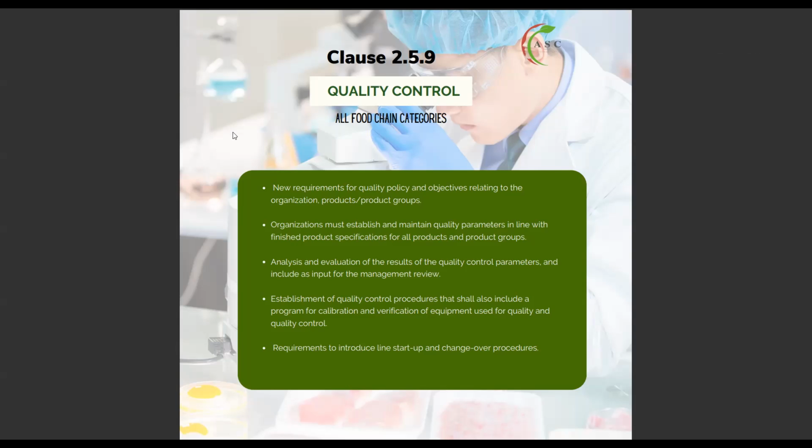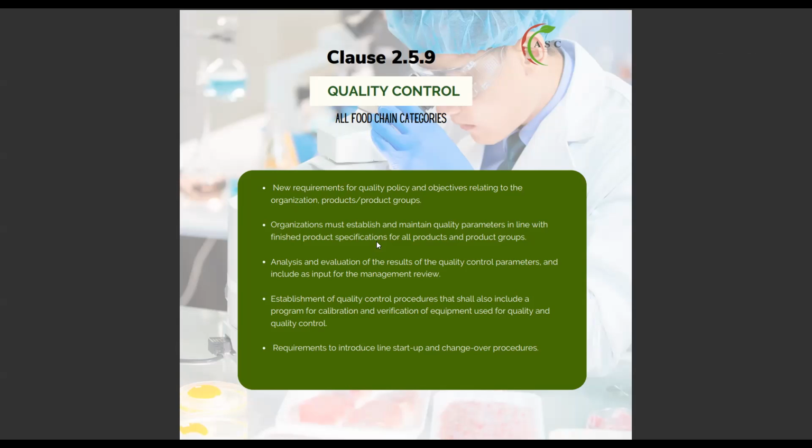Then let's move to clause 10, which is transport, storage, and warehousing, applicable to all food chain categories. There are additional requirements, but it's specifically related to the category F1, where it says that the organization shall ensure that the product is transported and delivered under conditions which minimize potential contamination risk.